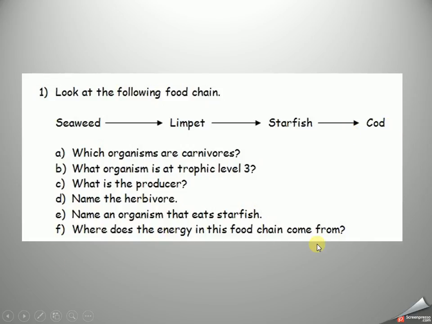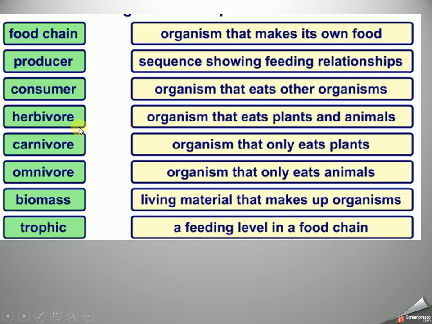Where does the energy in the food chain come from? It comes from the seaweed, which comes from the sun. Okay, because the seaweed, again, is the producer.